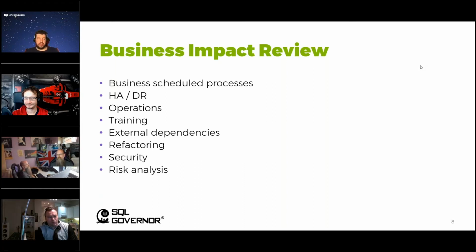All right, so good discussion here about the business schedule processes. Let's then take the high availability and disaster recovery. So Rob, if you would please introduce this part of the process.